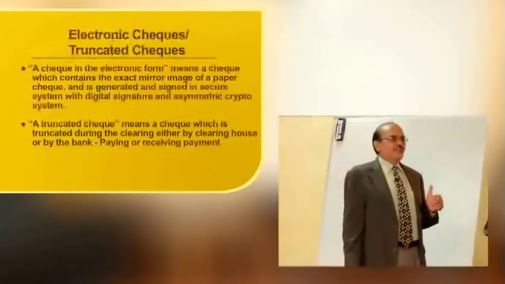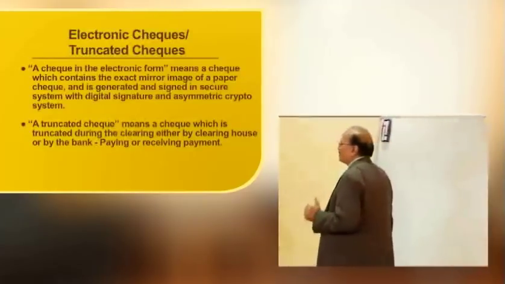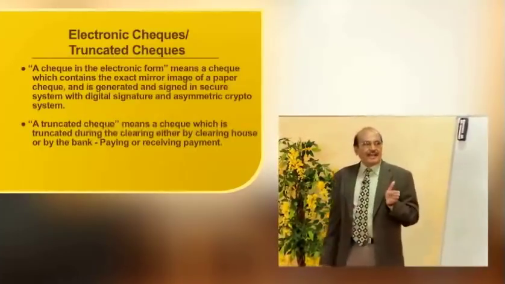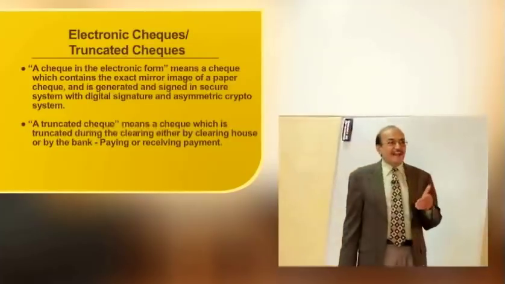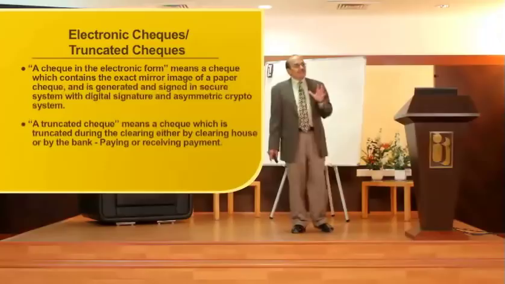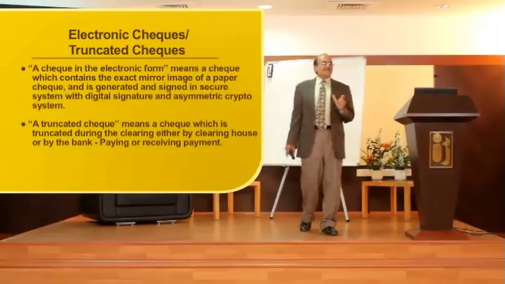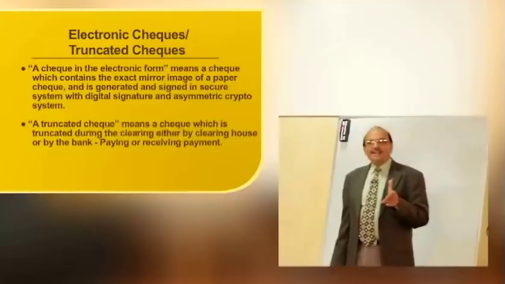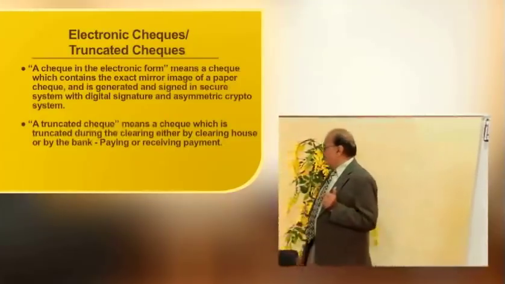What do we mean by an electronic check or a truncated check? Let us try to understand these two terminologies. A check in the electronic form means a check which contains the exact mirror image of a paper check and is generated and signed in a secure system with digital signature and asymmetric crypto system. A truncated check means a check which is truncated during the clearing either by the clearing house or by the bank paying or receiving payment.